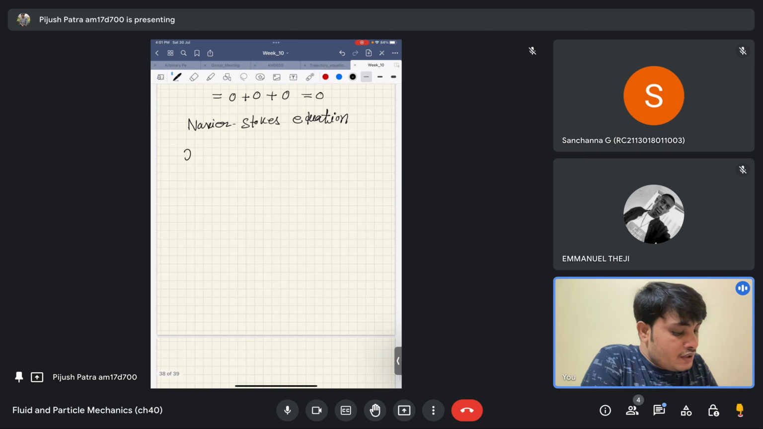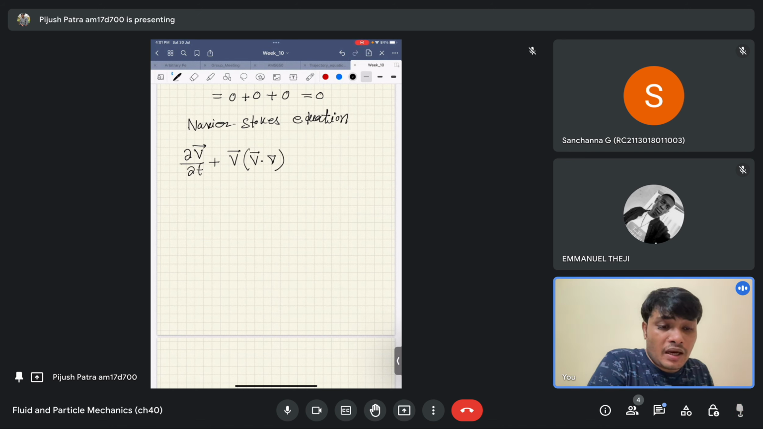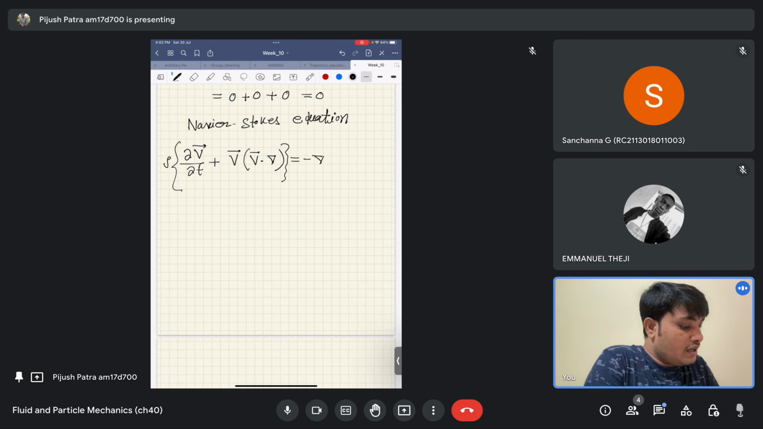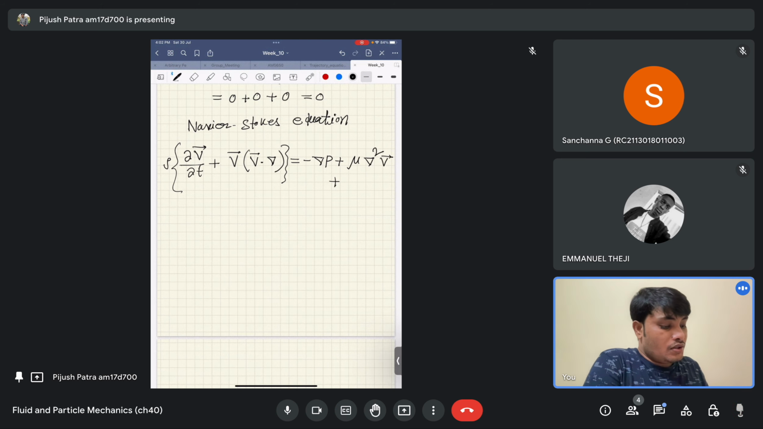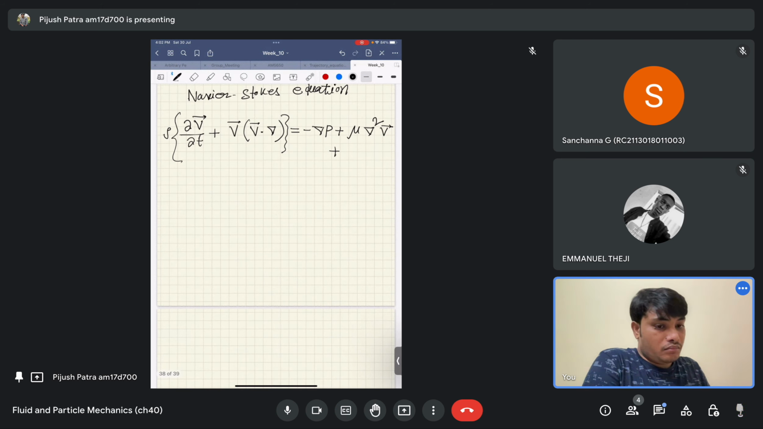So the vector form of it looks like this: ∂V/∂t plus V dot del, where del is the nabla gradient operator, is equal to, so you can multiply the rho in this side, this is rho into this entire term, equals minus gradient of P, where P is the pressure, plus mu into Laplacian of V, plus you have the body force term.